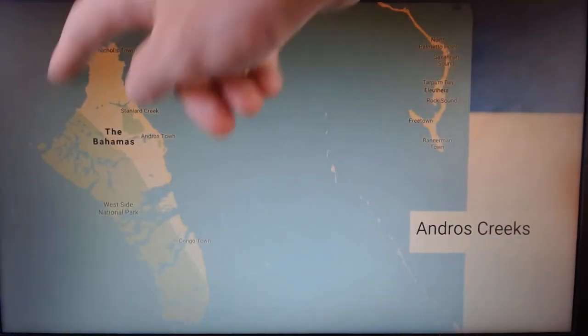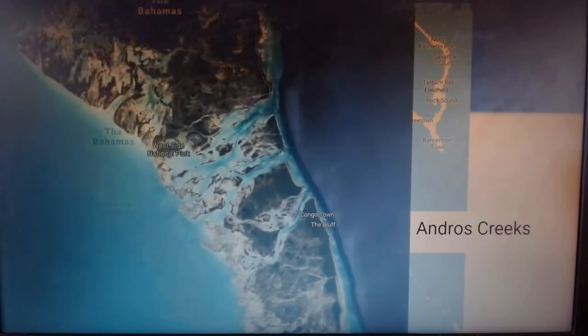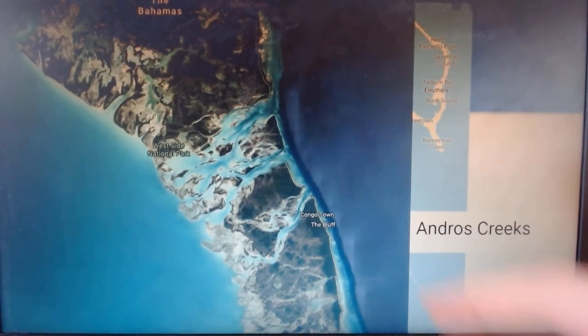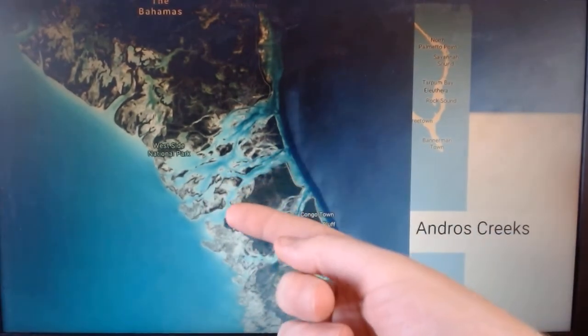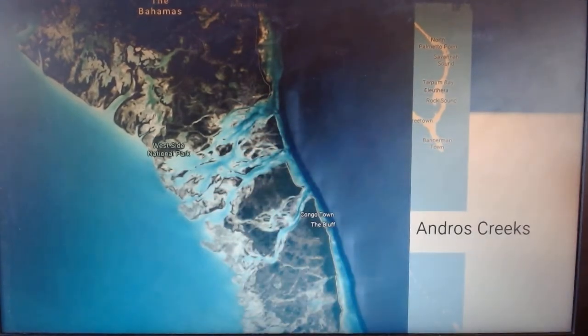I'm going to show you some of the Andros creeks as well. Here's New Providence. We got Andros over here, and you can see again, just like in Grand Bahama, the channels. Okay, if we go to Google Earth again, the lighter the water, the shallower it is. So again, they divide up Andros massively, all right?